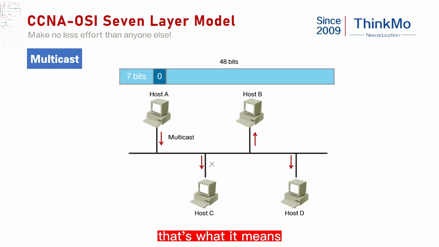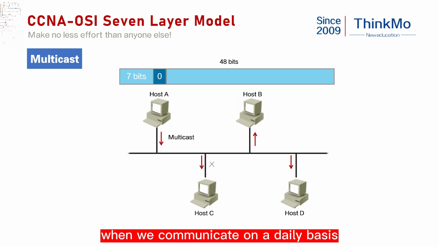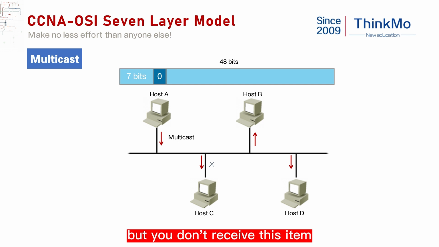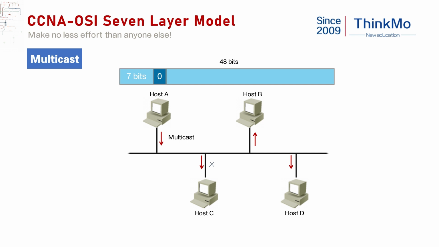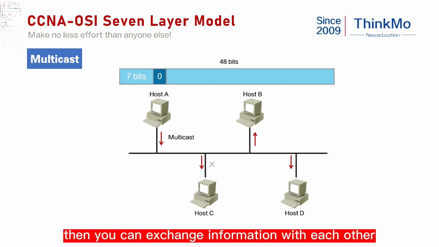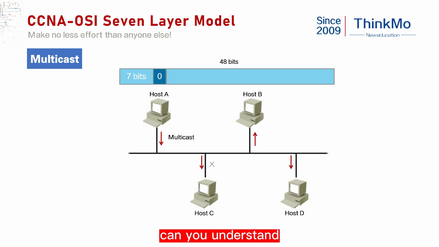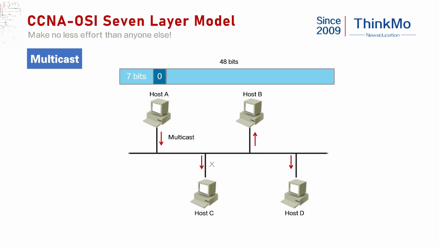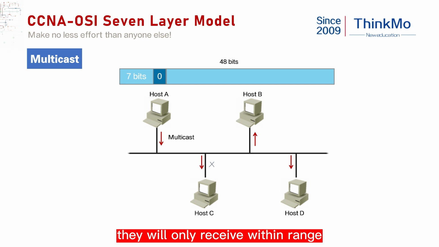That's what it means. When we communicate on a daily basis, although my data is also transmitted on the whole circuit, you don't receive this item. Someone else ran OSPF, you ran RIP yourself, then you can't exchange information with each other. Can you understand? Multicast is equivalent to adding a group. They will only receive within range.